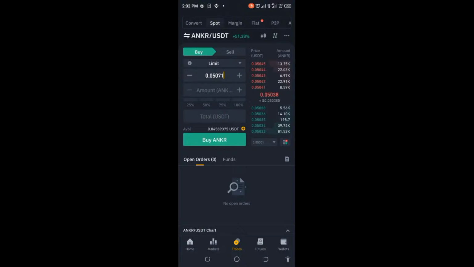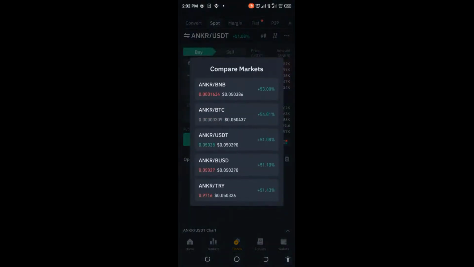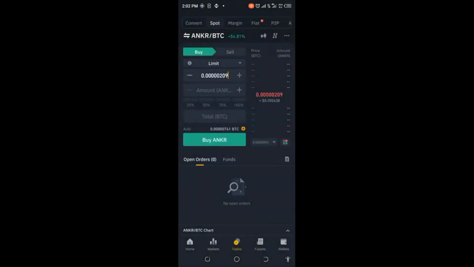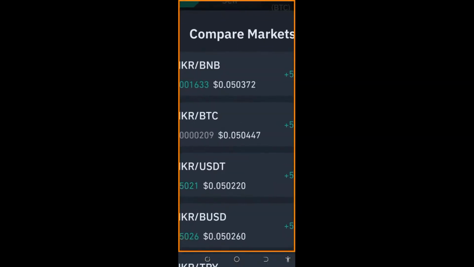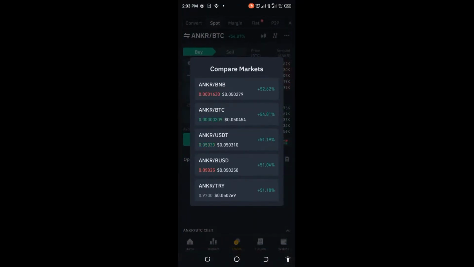Okay, so let's go to the compare markets and pick BTC. Let's check what it is, because we want to make sure that we don't end up with a loss. Okay, so it's currently on 0.504. I'm just going to wait a little for it to get to 0.510. Once it gets there, I'll be back to place my sell. See you shortly.